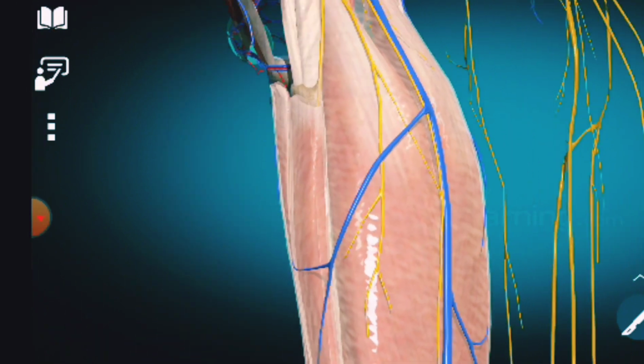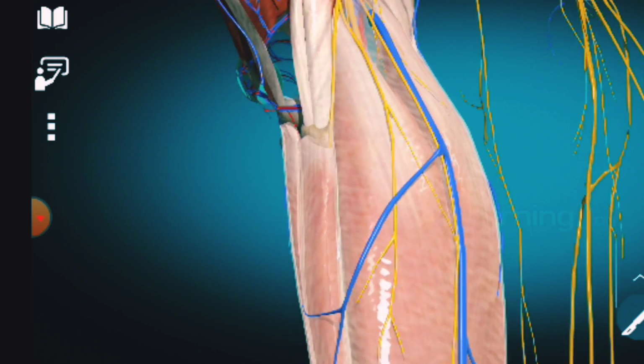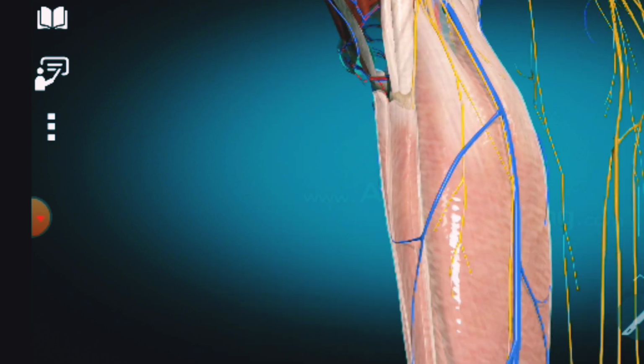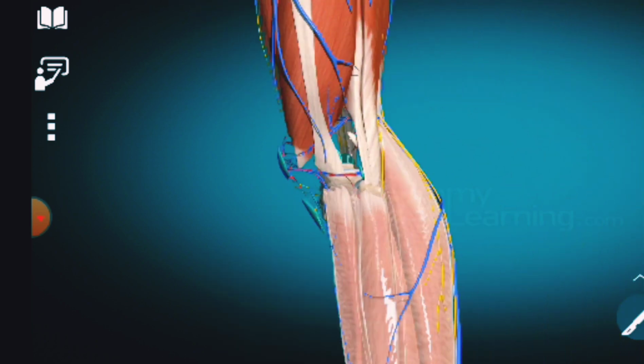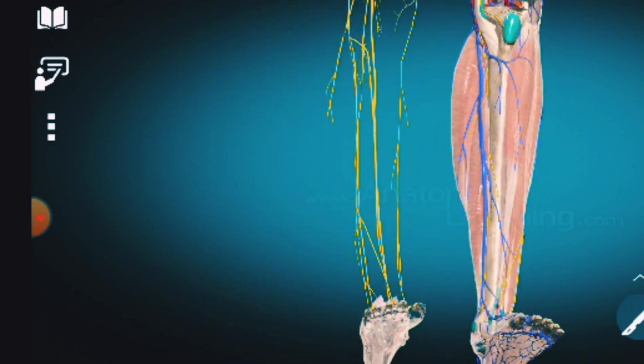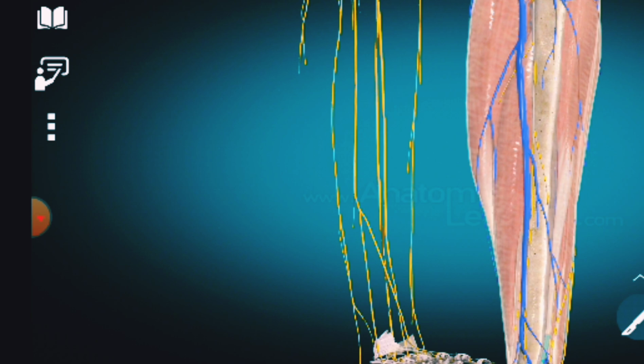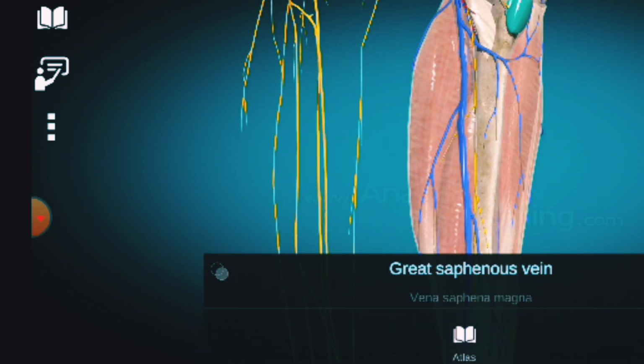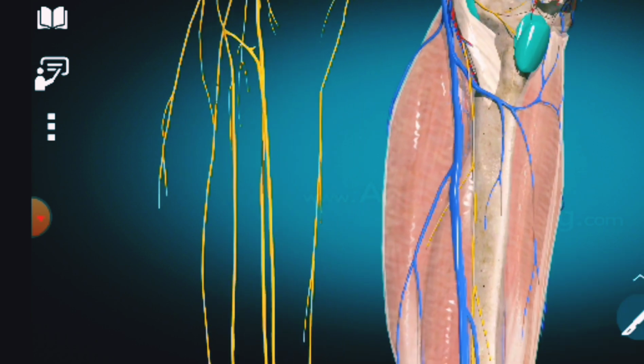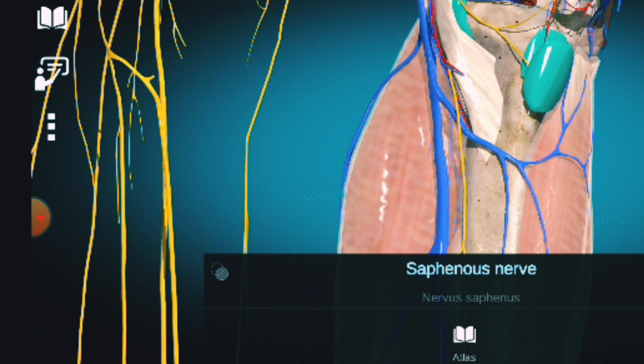On top of that, we also have our lateral sural cutaneous continuing on that side. So those are the vessels posteriorly. Then anteromedially, we have the saphenous nerve and the long saphenous vein. So we have the great saphenous vein and then the saphenous nerve.